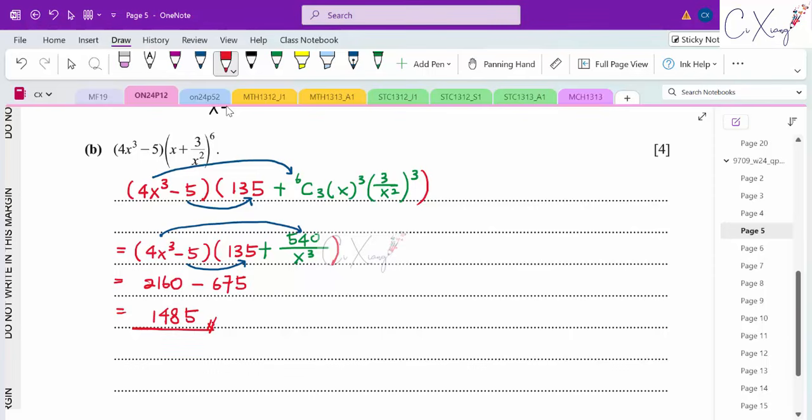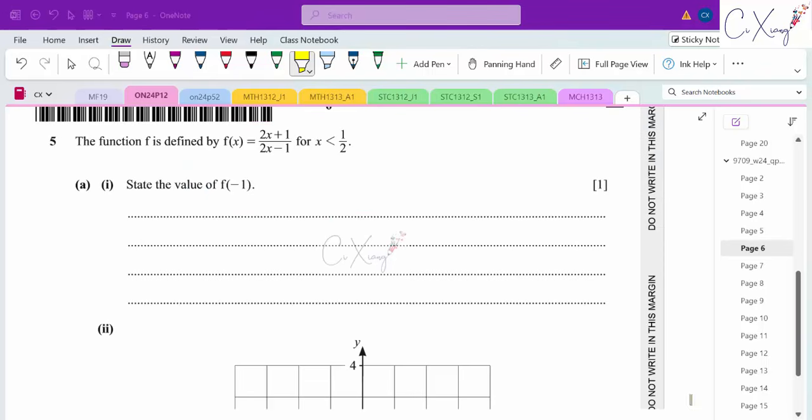This fulfills our question, because the question wants us to have something which is independent of x, right? There's no x in our answer, which means that our answer fulfills what the question wants. Alright, so this is how we solve this question.